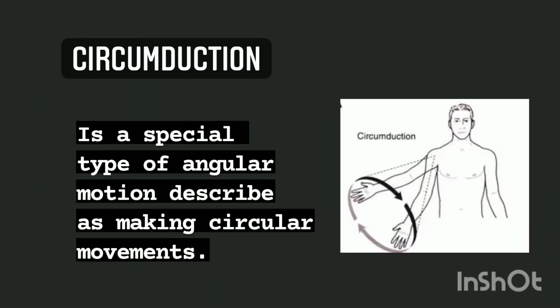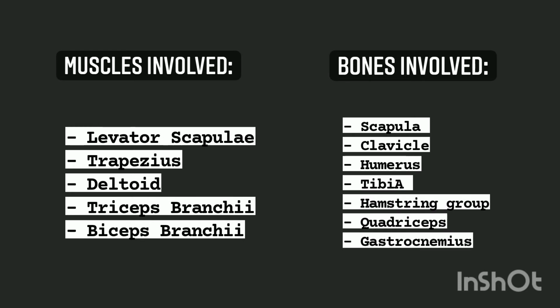Circumduction. It is a special type of angular motion described as making circular movements. And these are the muscles and bones involved in circumduction. The proper execution of circumduction.